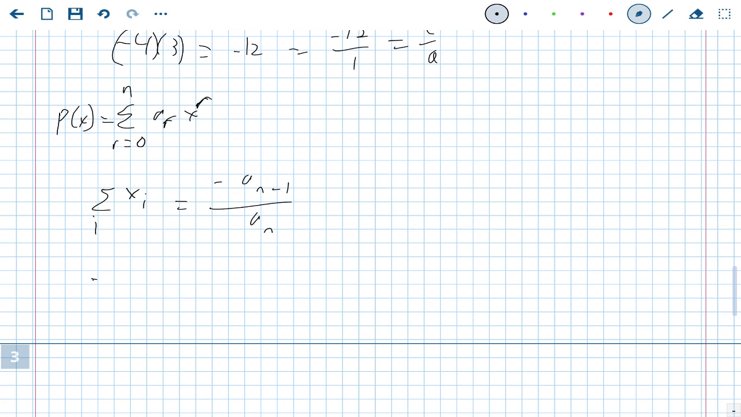Then the product, so I'm going to use pi notation here, is equal to minus 1 to the n. Actually, I guess I should put n's here. a_0 over a_n, and that's it.